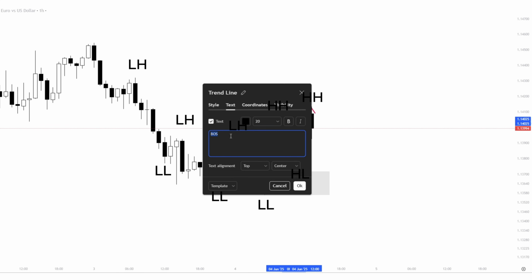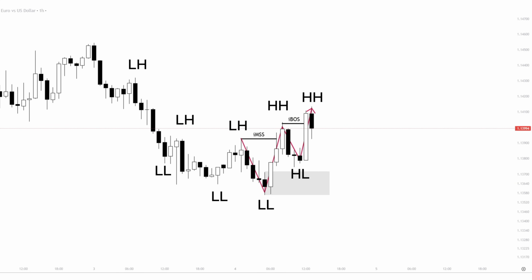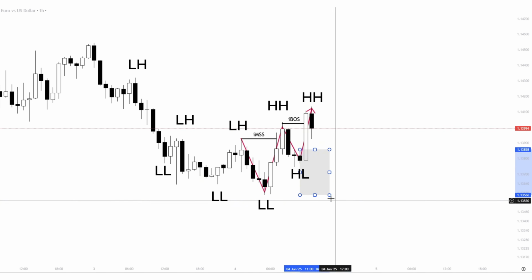The second break of the high is now called a break of structure, and after a break of structure, we validate a new higher low, and demand zones are usually found on higher lows, meaning that we have a new potential demand zone.